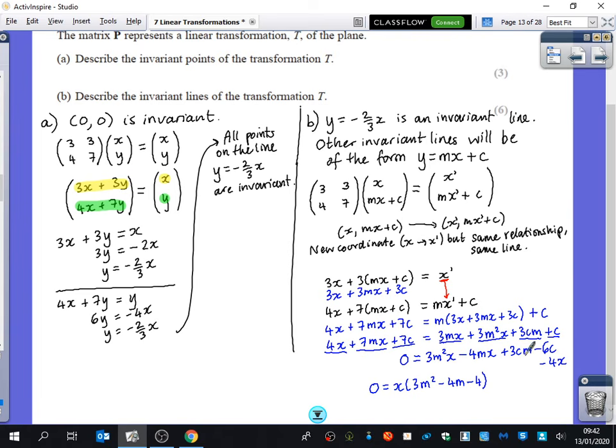But what can I do with 3cm and 6c rather than writing? I can factorize those as well. So what can I take out as the highest common factor? 3c. So I've got plus 3c(m - 2). We're really nearly there, guys.